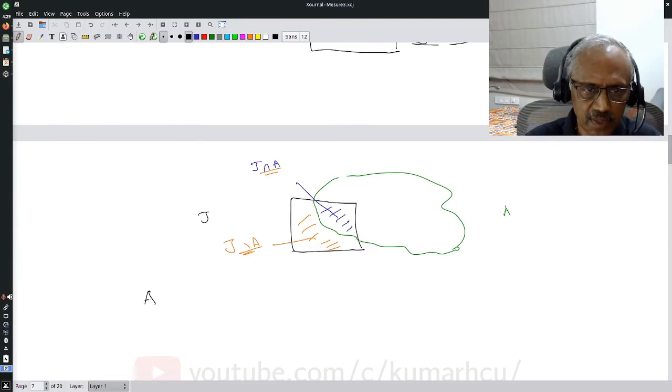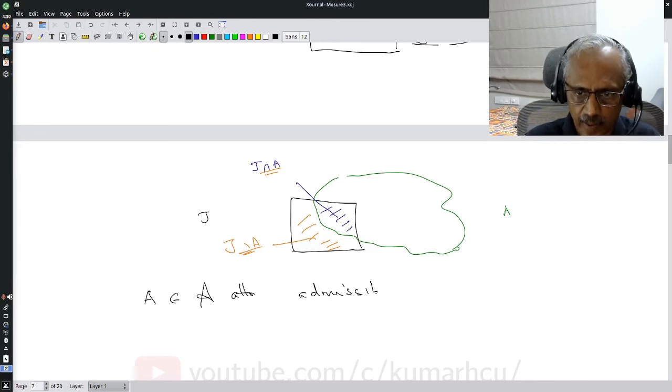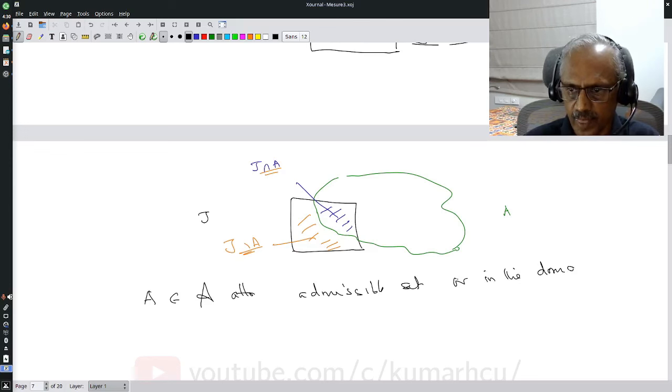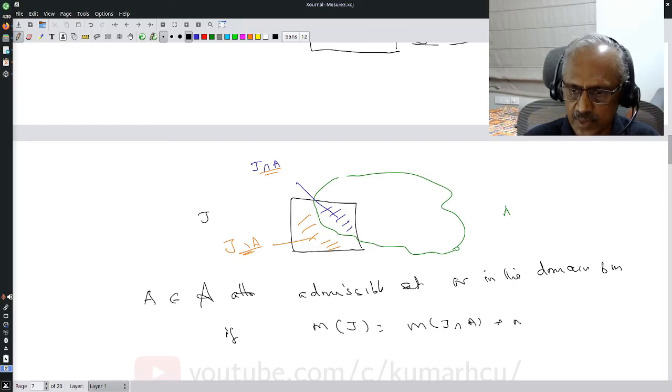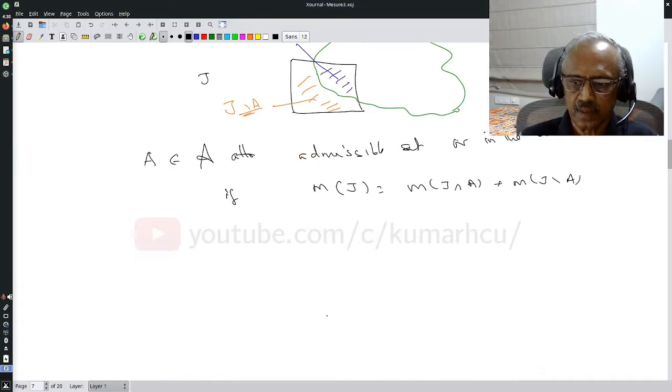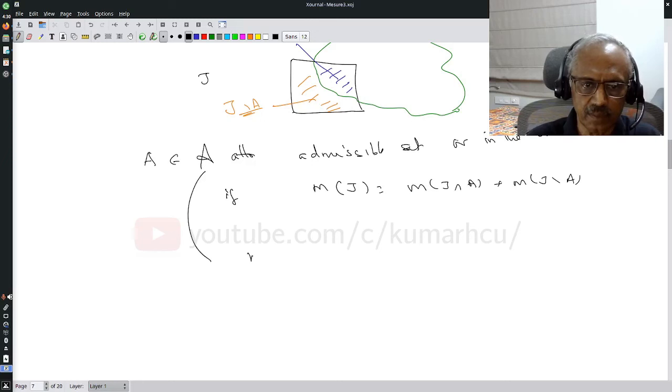So I am going to say A belongs to script A, the allowable or admissible sets, sets in the domain of M, if the measure of J turns out to be the measure of J intersection A plus the measure of J minus A. So these things we are going to call measurable sets.